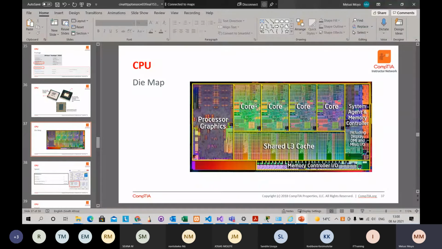So we said a CPU is the brain of the computer, right? All of the processing happens inside the computer. So everything that you're doing on your computer goes to the CPU, and then the CPU processes that, and then there are other devices that output the results and stuff like that.